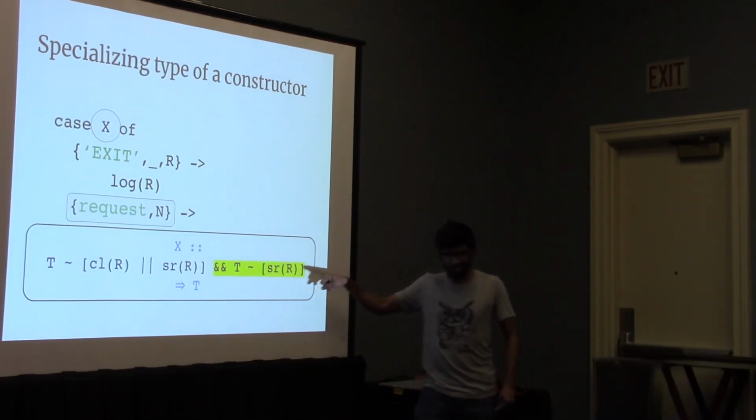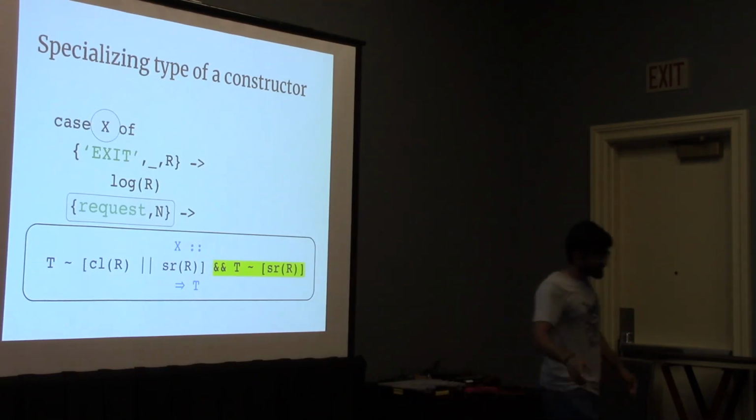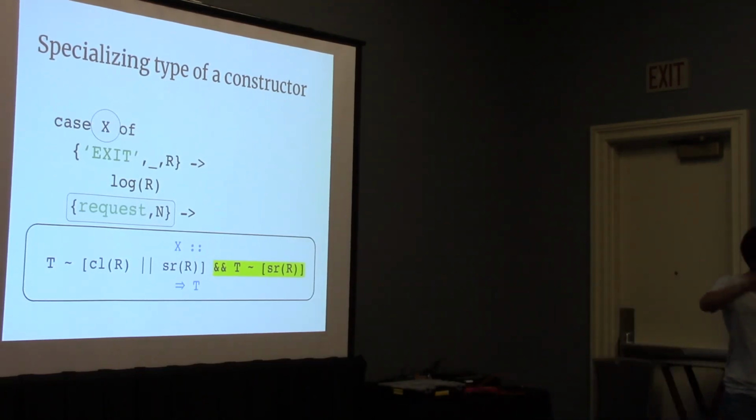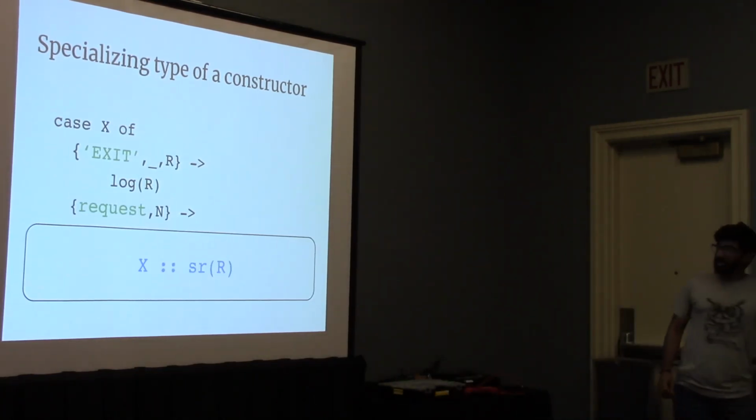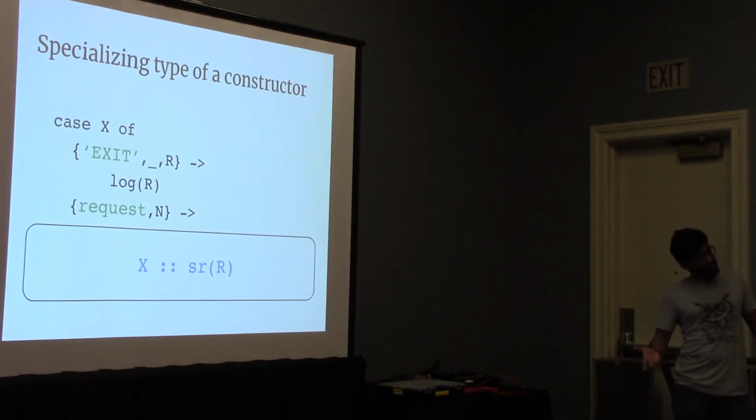So this is an extension to the constraint, and now it's just straightforward constraint solving using the approach which we looked at. And you get x of the type server, which makes sense, which is what you expected to show.